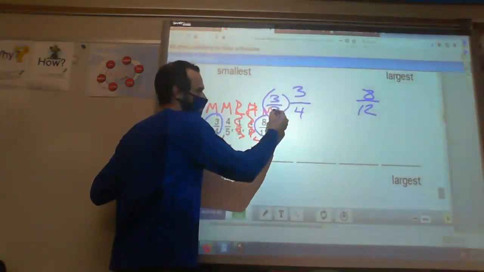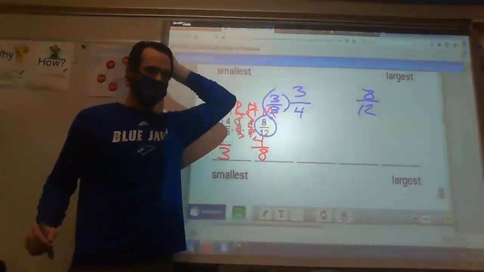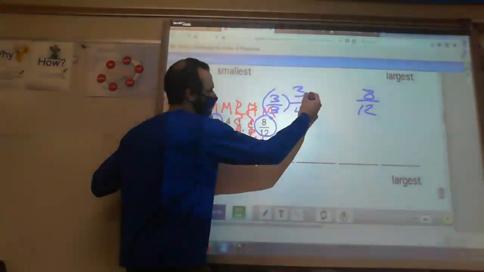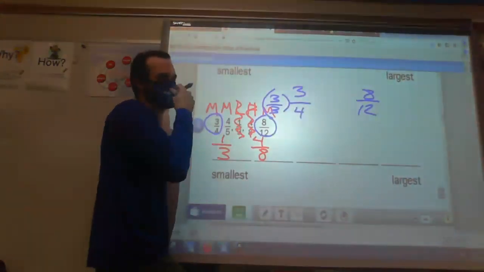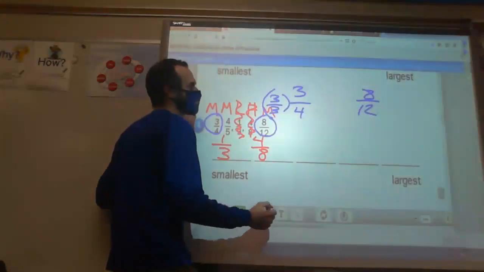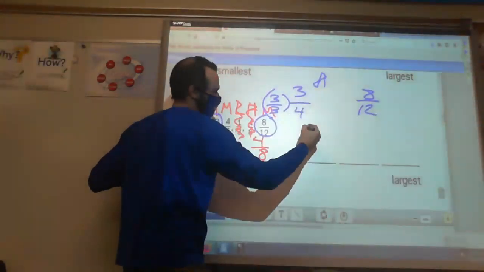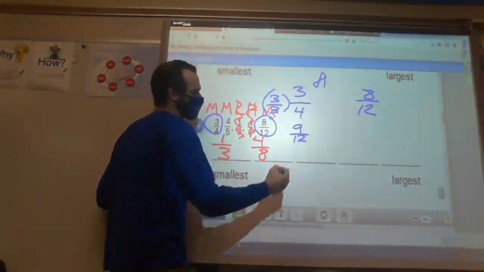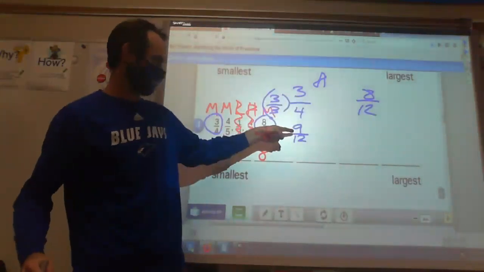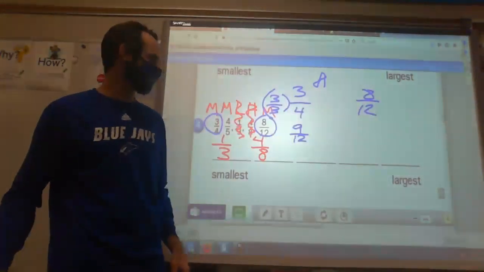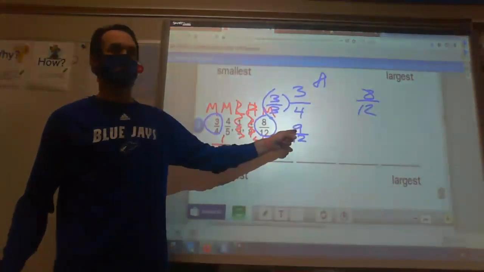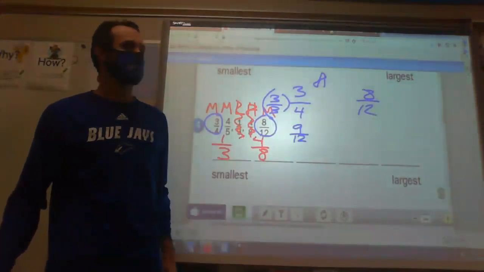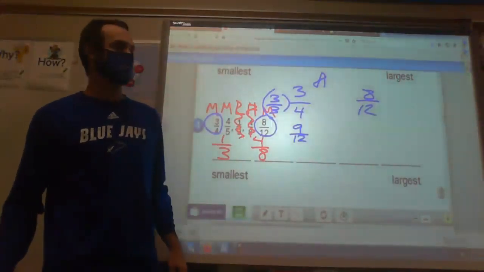Very good, Danielle. In order to change this to 12, I have to multiply by 3. 3 times 3 is? No, that's adding. 3 times 3 is? 9. 3 times 4 is? 12. So what's bigger, 3/4 or 8/12? 3/4 is bigger because 3/4 is the same as? 9/12. Okay. So which one should go next?